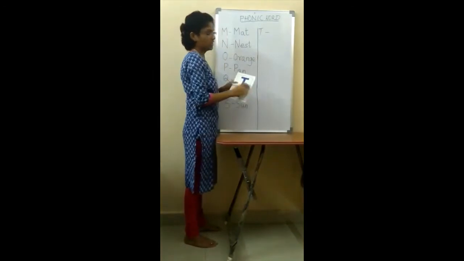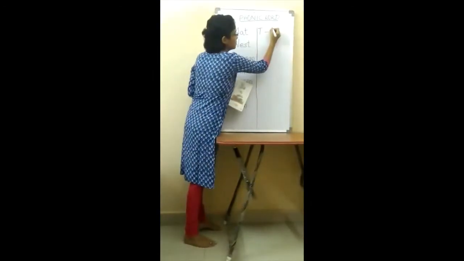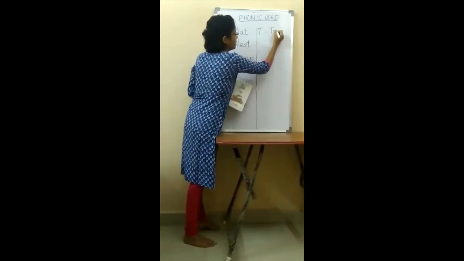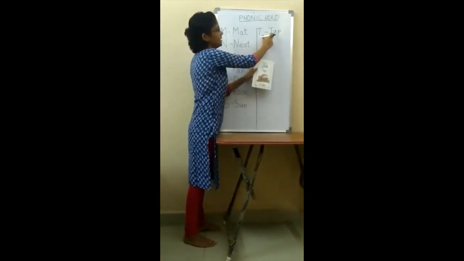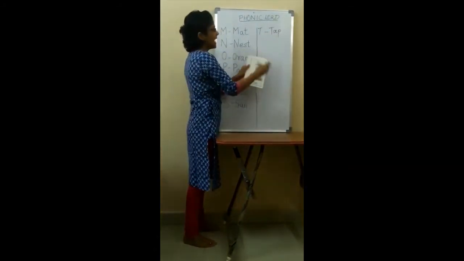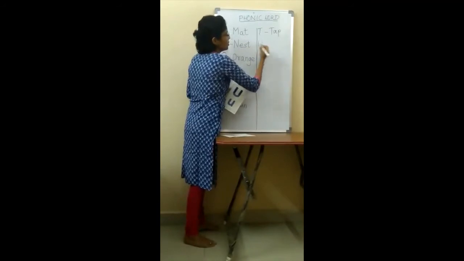T for tap. T A P, tap. The next letter is U.